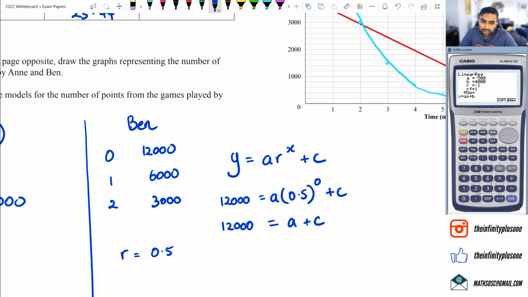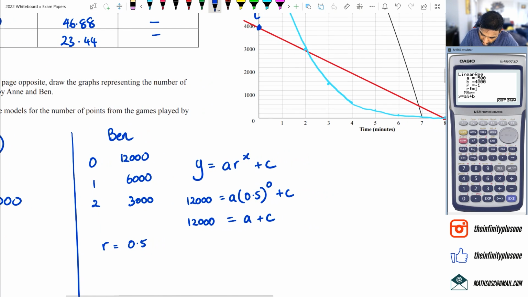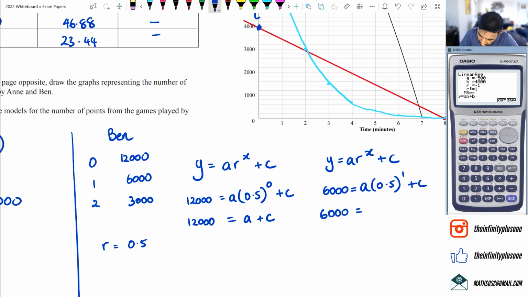Now a really good thing to notice is that we are going to use a little bit of simultaneous equations, but that's all right, we'll just use another point. So our second point that we're going to use is 1 and 6,000. So we've got y equals a r to the x plus c, which means we've got 6,000 equals a, r is 0.5 to the power of 1, plus c. So we're going to get 6,000 equals, 0.5 to the power of 1 is just 0.5, so we're going to get 0.5a plus c.